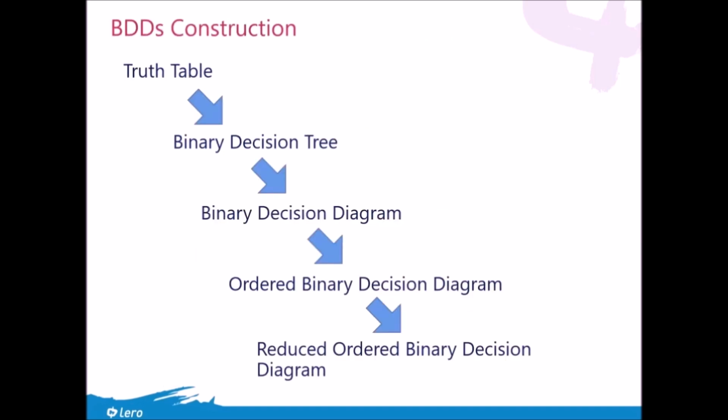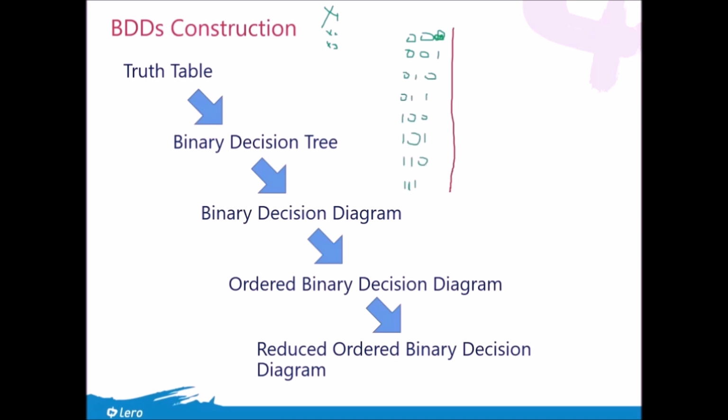So binary decision diagrams construction. You start off with your truth table. So let's say we're given 3 variables, x1, x2, and x3. So we have 3 variables. We're going to have 8 values. So 0, 0, 1, 0, 1, 0.